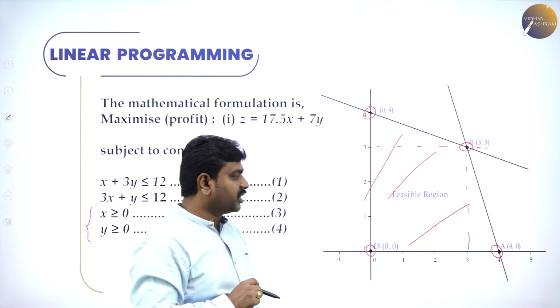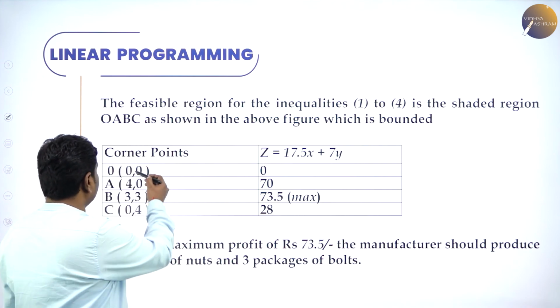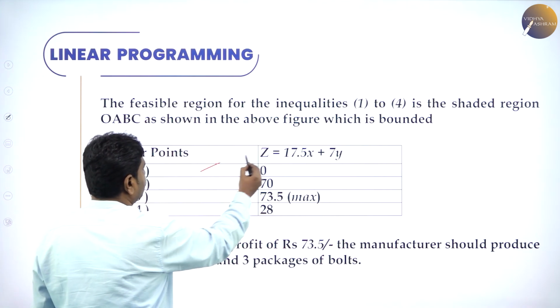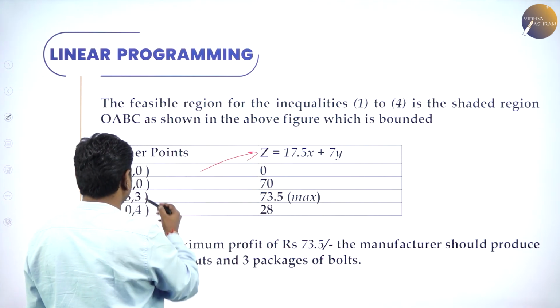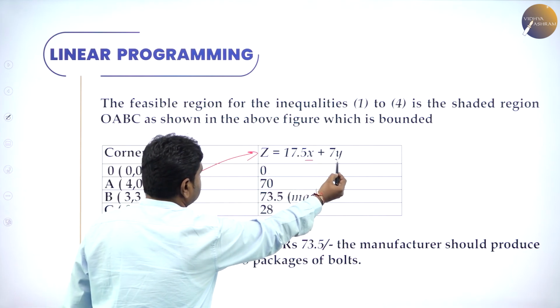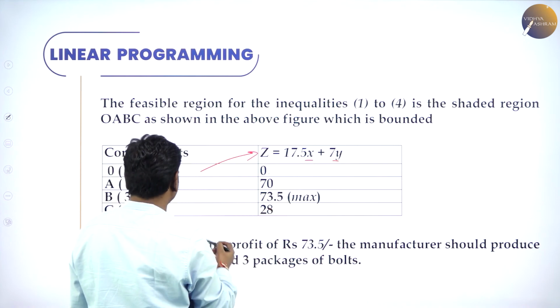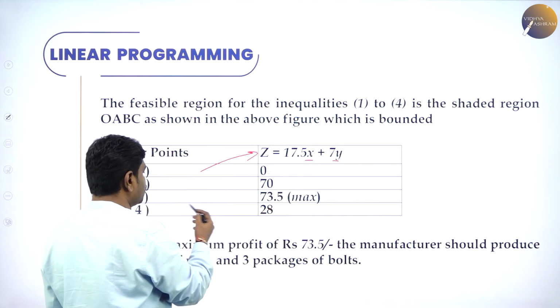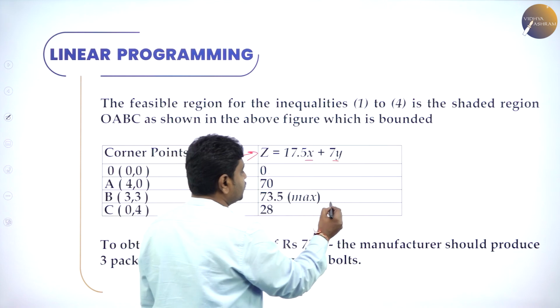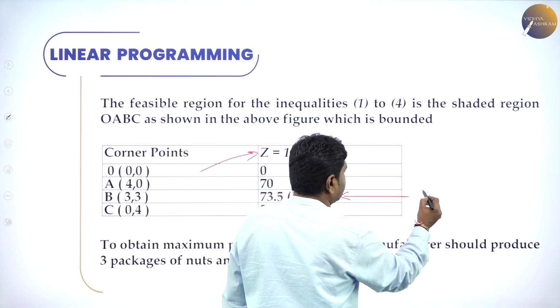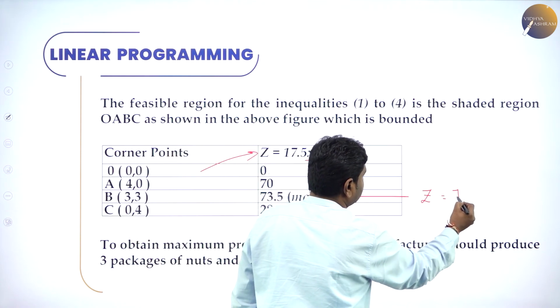That's a good problem and a repeated problem. So now substitute O, A, B, C in Z. When you substitute O, you'll get Z equal to 0. When you substitute 4 comma 0 in the place of x and y, you'll get 70. When you put 3 comma 3, you'll get 73.5. And when you substitute 0, 4, you'll get 28. So the maximum is 73.5. So Z maximum is 73.5.